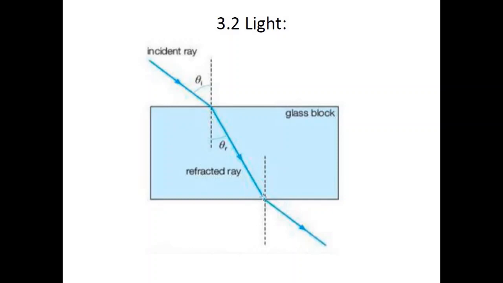Whereas after a while, when it hits the edge or the boundary of the glass block, and it is again going outside into air, then as you can see, this angle is greater than this angle because the ray has bent away from the normal.